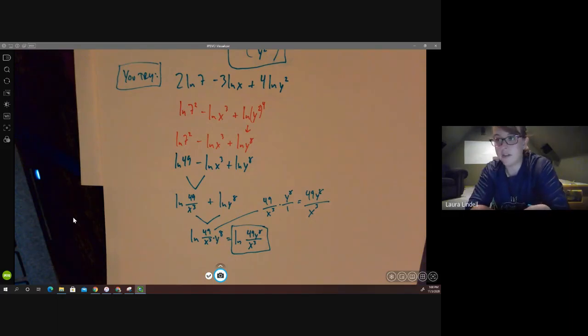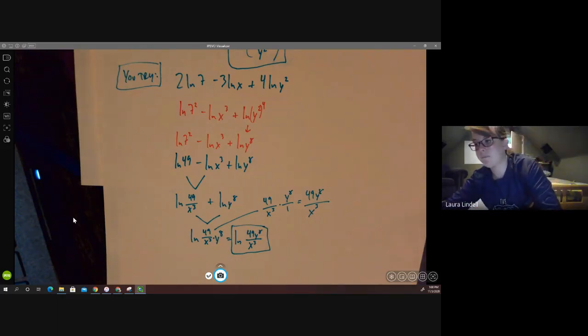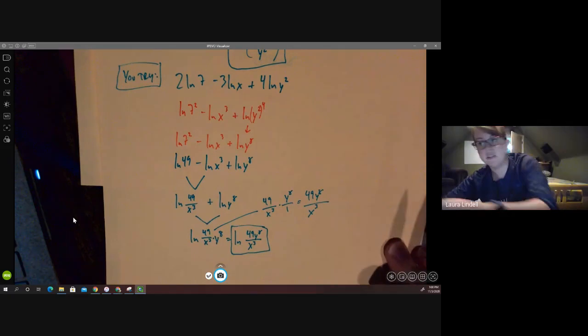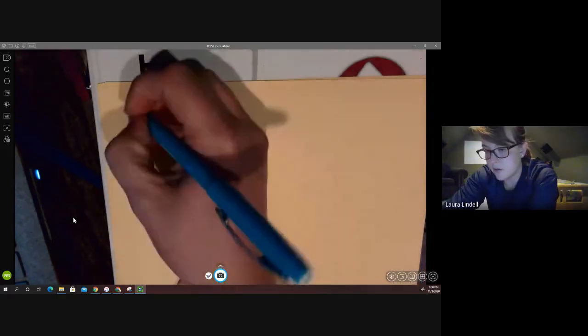So 2 more things that I want to mention for today. The first of these 2 things is just another method of evaluating logs when they're being combined. So evaluating logs.